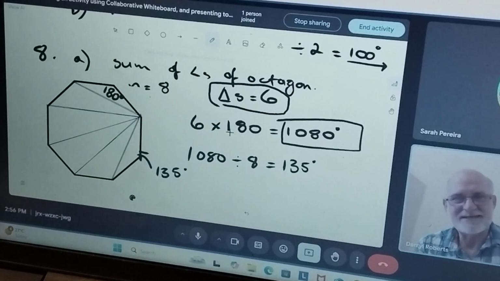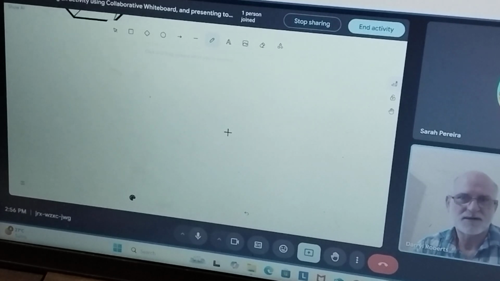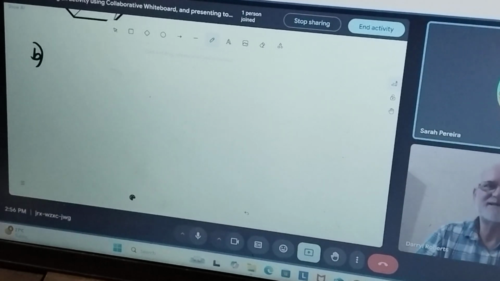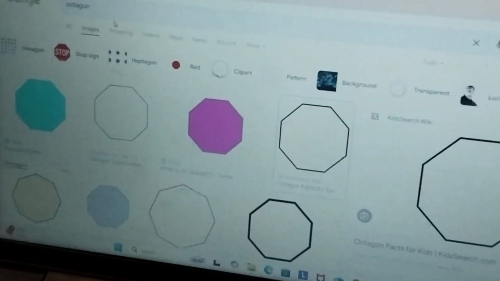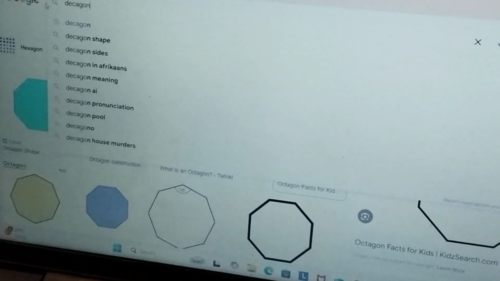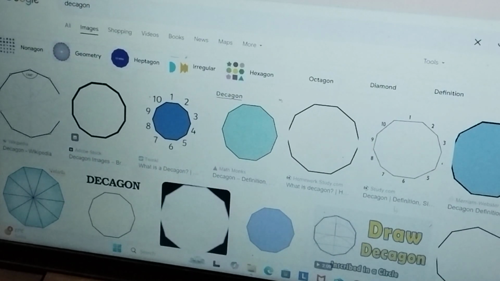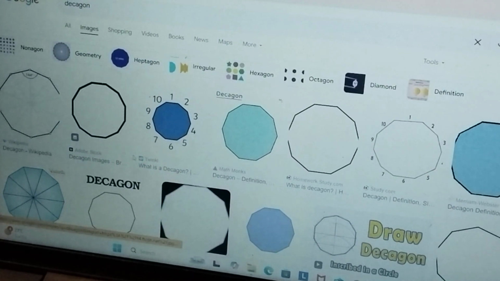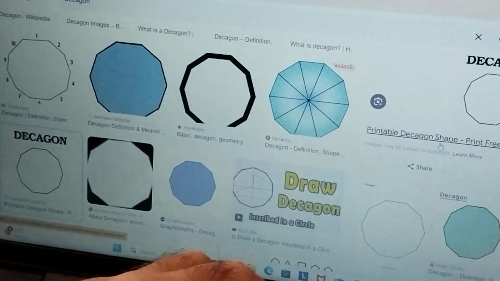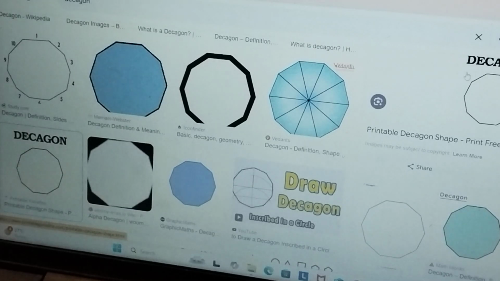Now they're going to do a decagon. Yes. Sarah, how many sides does a decagon have? 20. I'm joking. It's 10. Do you think they'll give us a decagon? Let's have a look and see if I can find us a decagon. Decagon. Yay! I found one. That one's small, but it doesn't matter. I'll just enlarge it.